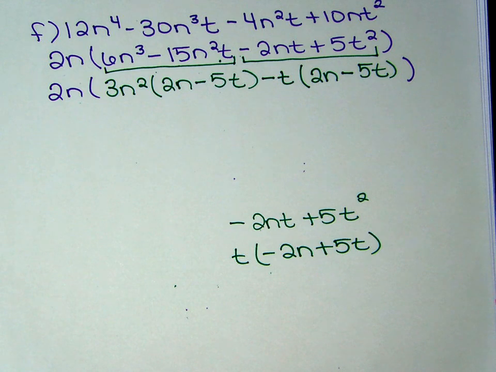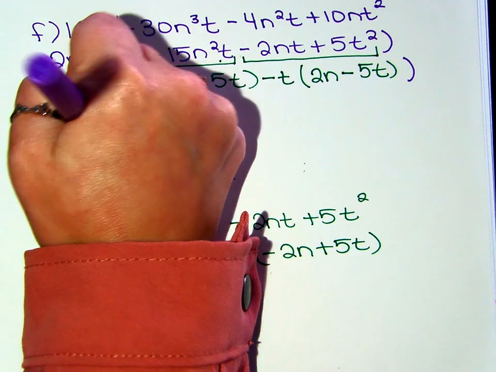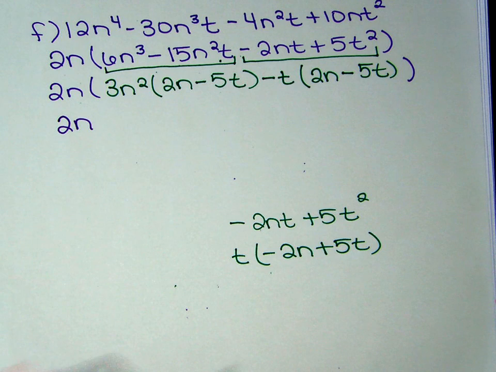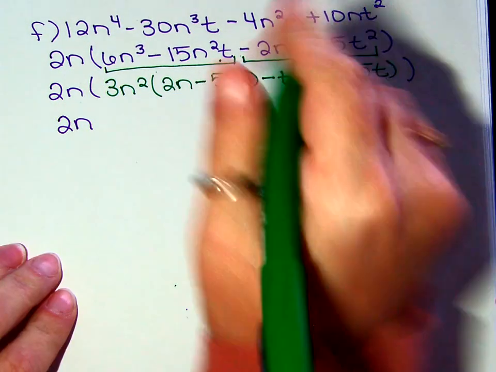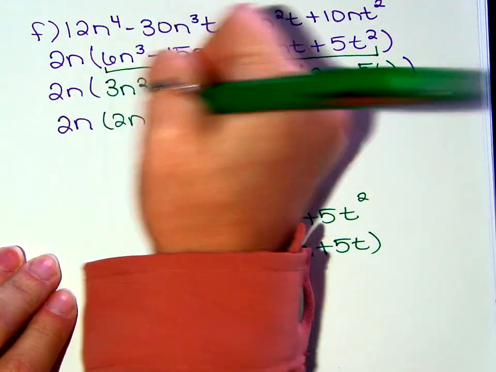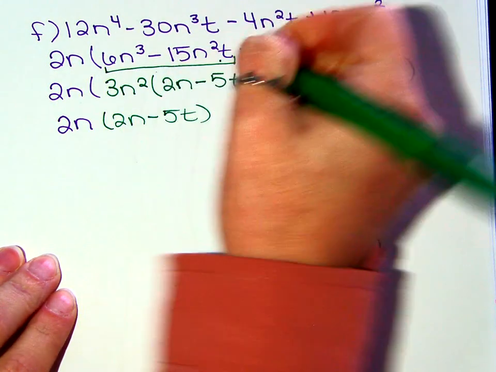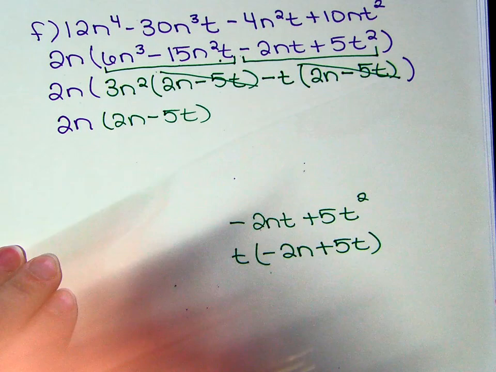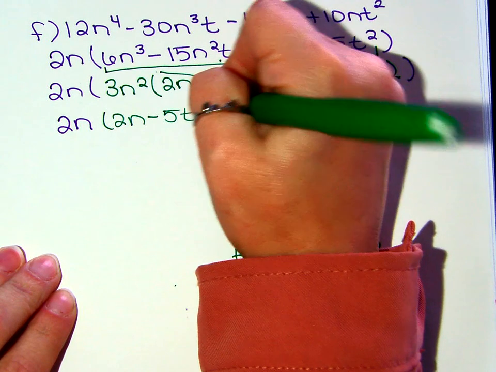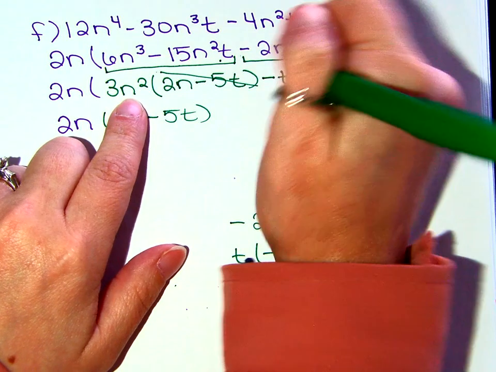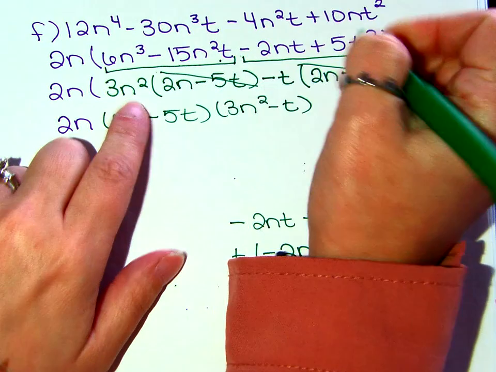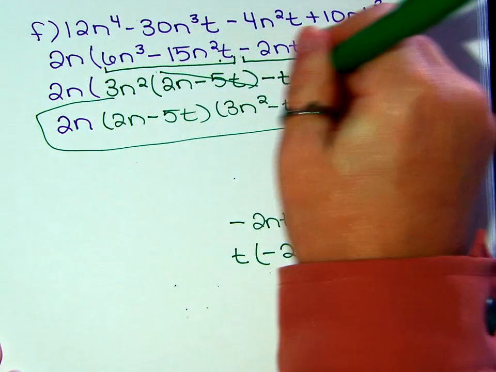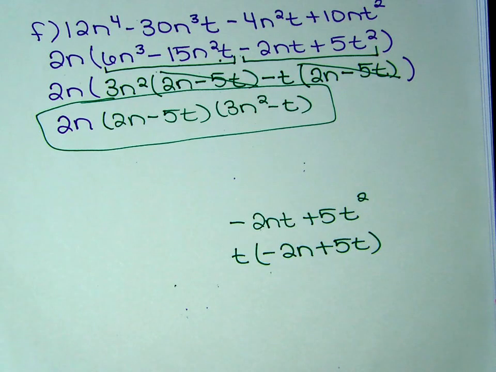So I've got my 2n out here. Because I pulled out that negative, what's inside of my parentheses matches. So I'm pulling that out to where I have 2n minus 5t. And again, feel free to mark those out if that helps you. Mark them out, because then what's remaining in front is what goes in our next set of parentheses, the 3n squared minus t. And all of that is our answer. We're not solving for n, we're not solving for t.